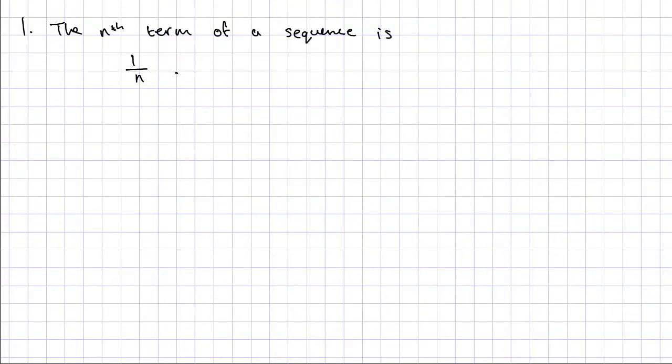This video is on finding the limiting value of a sequence. Now I have the nth term of a sequence is 1 over n. Now I'm going to start by writing some terms of this sequence.